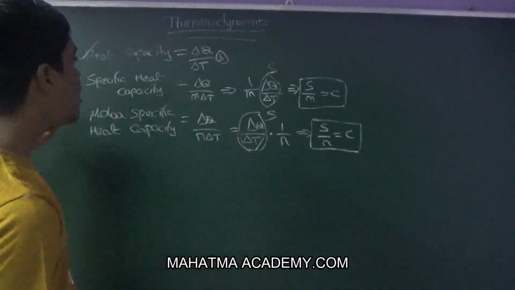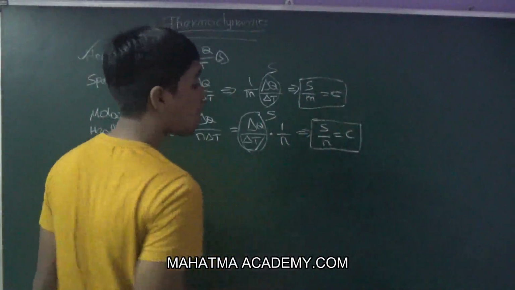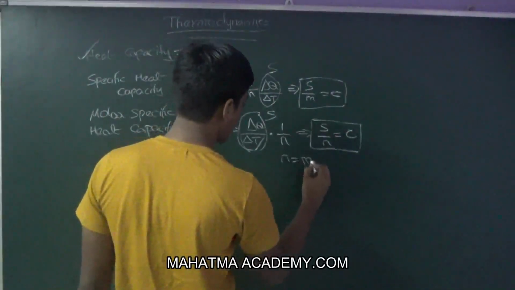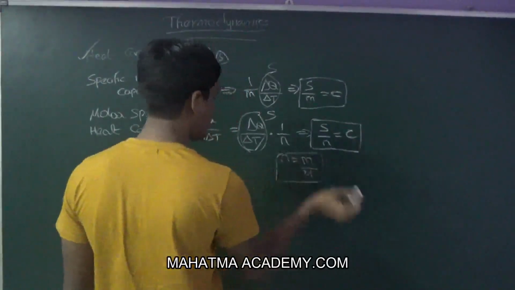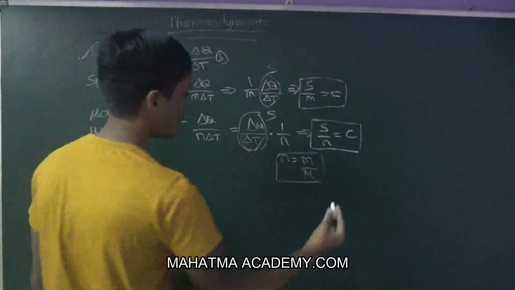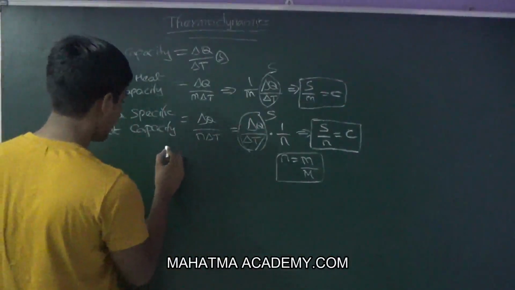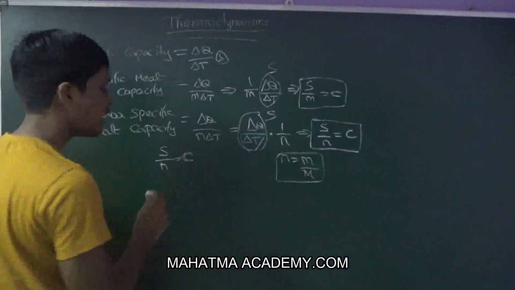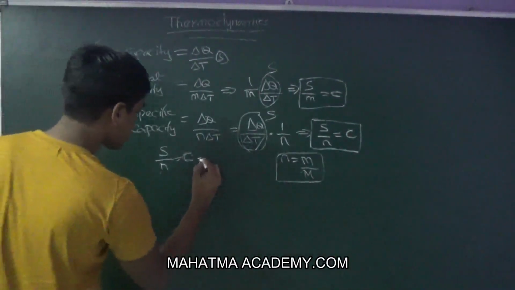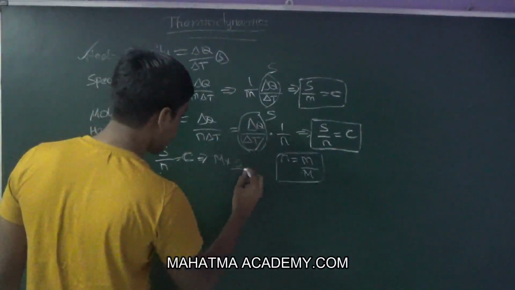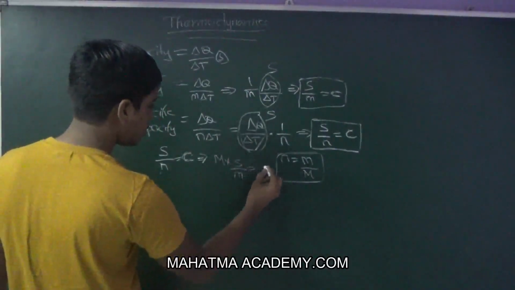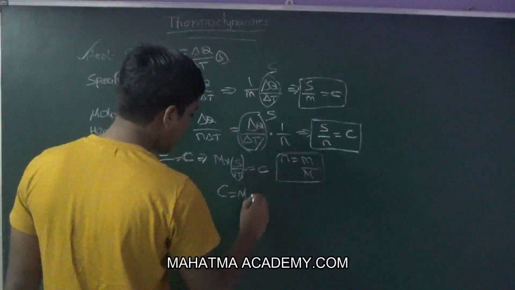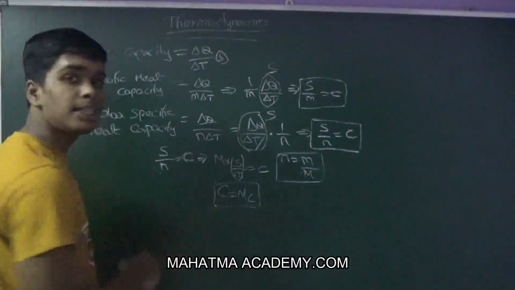Now we are going to derive the relationship between small c and capital C. As we all know, n is equal to small m by capital M. Now we can replace n in S by n is equal to capital C. In the place of n, we can write m by M. So M into S divided by m is equal to small c. As we have discussed, S by n is equal to C. So capital C is equal to capital M into small c. This is the relationship between these three.